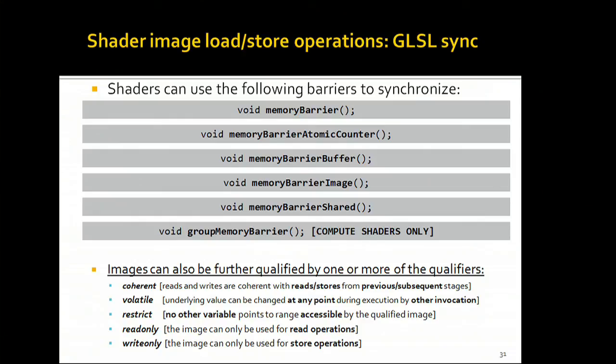Then we have readonly and writeonly. This is pretty basic. So readonly says that the image can only be used for read operations, and writeonly says that the image can only be used for store operations. The meaning for this is quite simple. This is about optimizing stuff. So without these keywords, the compiler is not really allowed to make any assumptions, meaning that it will take the slowest route possible just to make sure that stuff stays in sync.